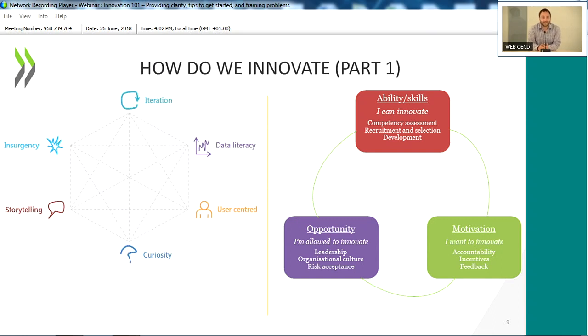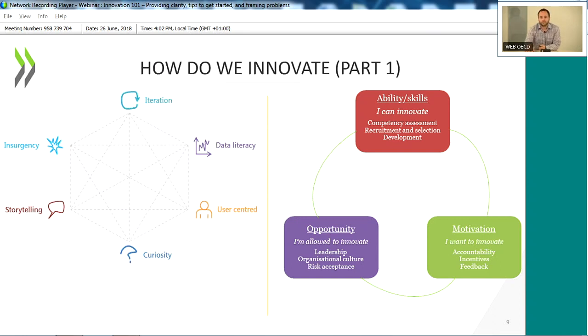A policy analyst still needs to understand how to develop policy. But there are some additional skills on top of that. We call them skill areas that need to be added on to the current skills that people have, to be able to think differently and get to different results. So the first that we talk about is iteration.